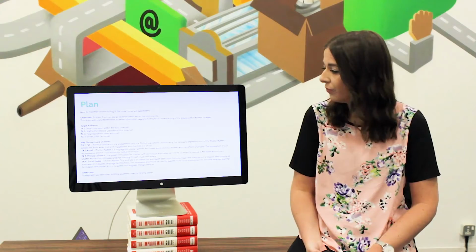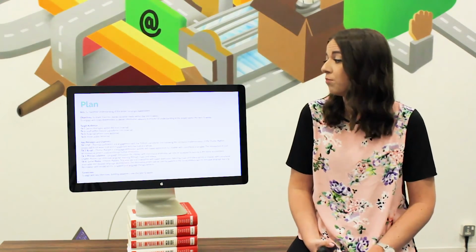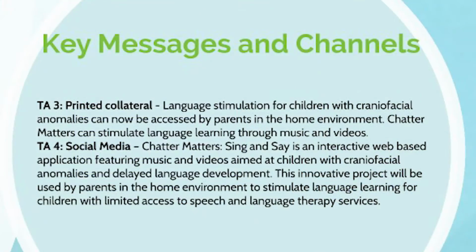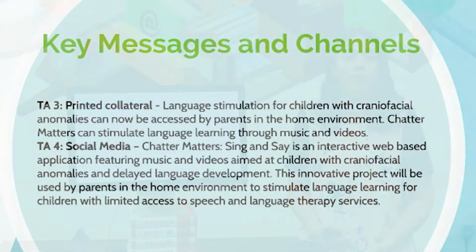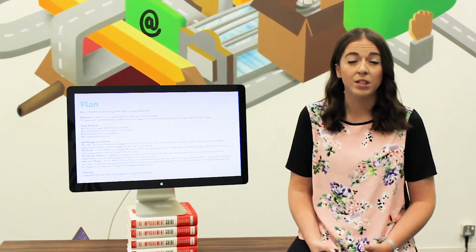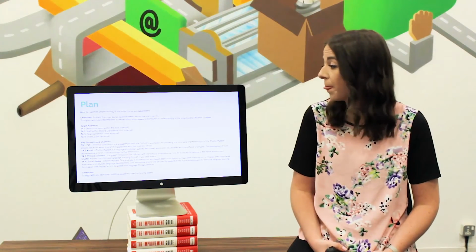The third target audience is potential service users, and I've assigned printed collateral as the channel for this target audience. The key message I've put here is: language stimulation for children with craniofacial anomalies can now be accessed by parents in the home environment. Chatter Matters can stimulate language learning through music and videos. The printed collateral can be displayed around the trust, for example, as this is probably the area where those people will see the information most. The information that you need to give them needs to be quite eye-catching and to the point, and then they can engage with you further if they want more information.